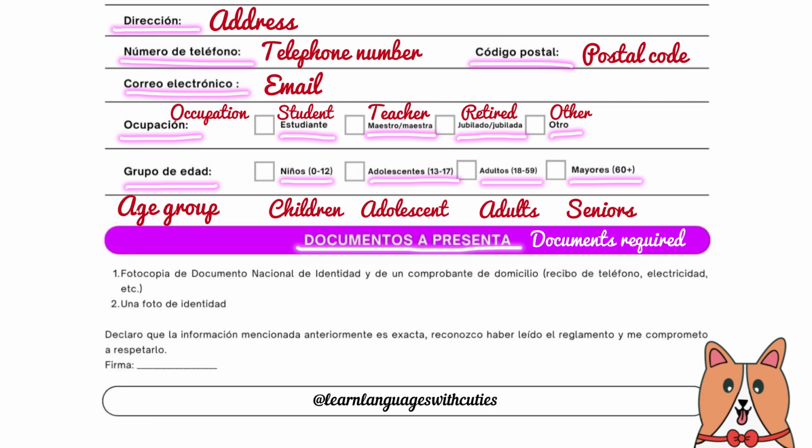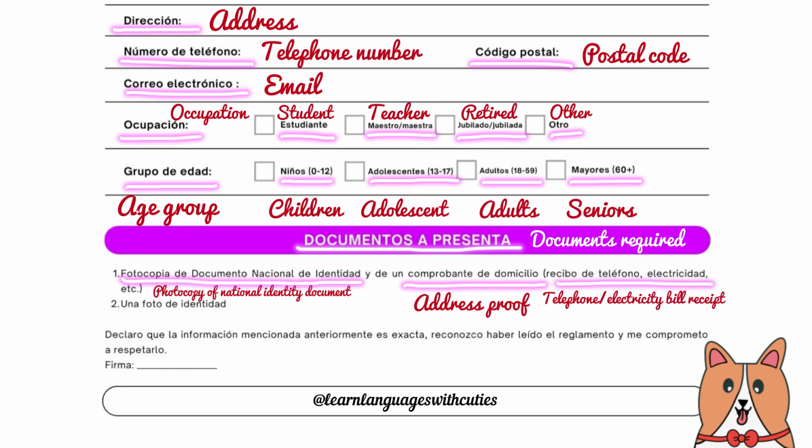The next one is documentos a presentar, which means documents required. The next one is fotocopia de documento nacional de identidad, which means photocopy of national identity document. The next one is comprobante de domicilio, which means address proof. The next one is recibo de teléfono y electricidad, which means telephone and electricity bill receipt.